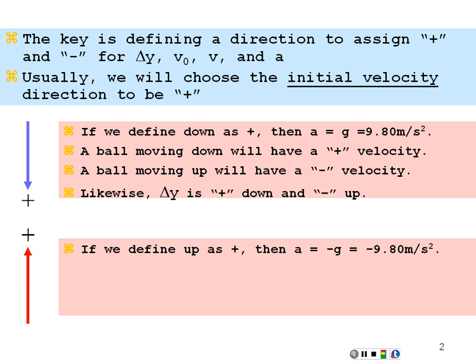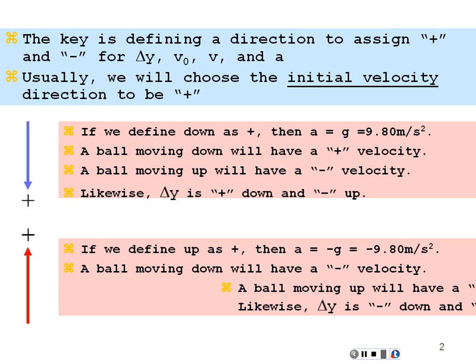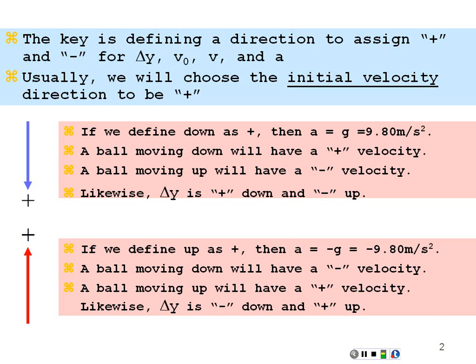So acceleration will then be a negative g, a negative 9.80 meters per second squared. And my initial velocity will be positive since I was going up to begin with. But any subsequent velocity will be defined in terms of up as positive and down as being negative. A ball moving up will have a positive velocity and a positive displacement from that point. If it ever comes down below my initial point, then it could have a negative displacement. But we're going to just go with our positive definition as up being positive.